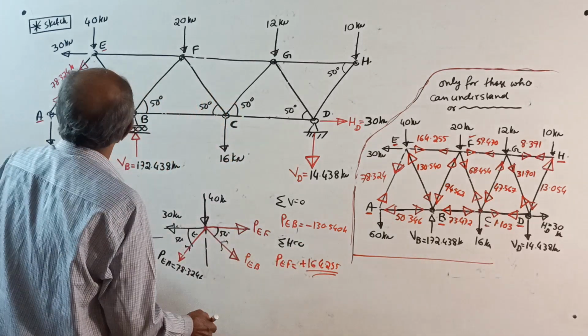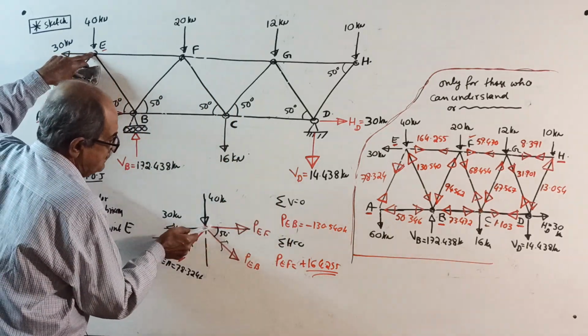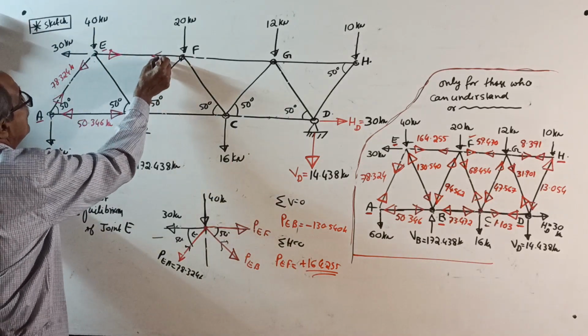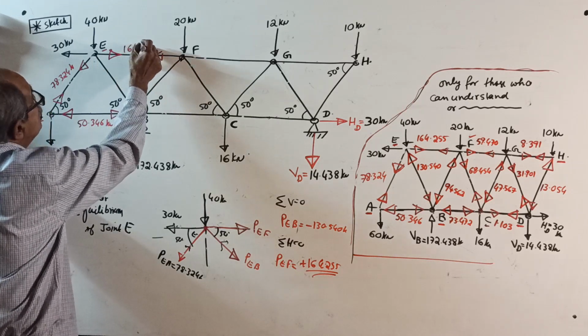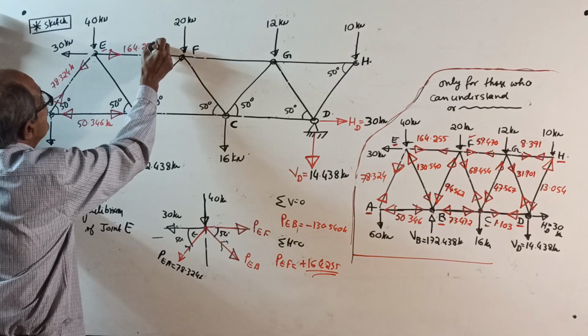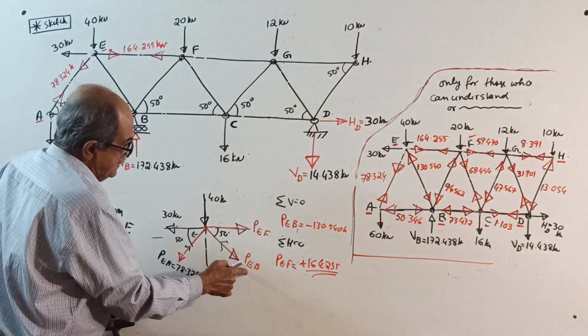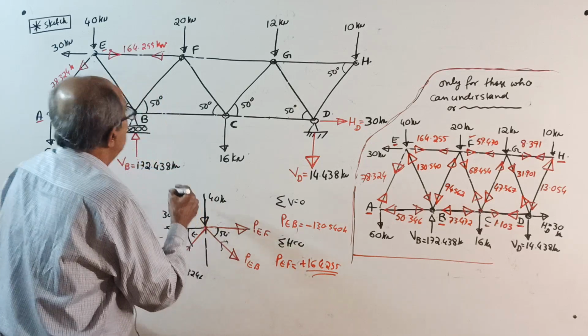Now, come here. This joint. PEF, you assumed like this, positive value. Correct. Opposite here, how much? 164.255 kilonewton. And PEB, you took this way, going away from the joint. Negative sign came. Oh, wrong.